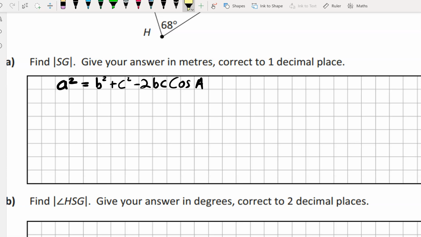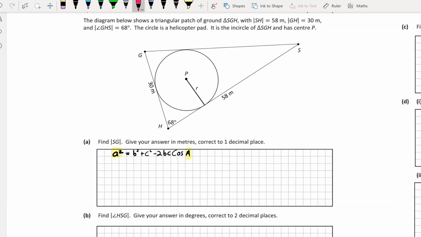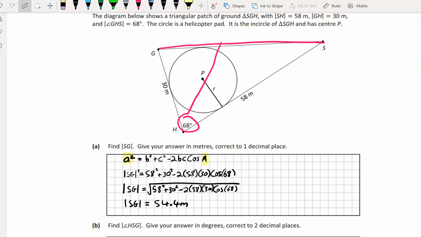With cosine rule, remember lowercase letters are sides, uppercase letters are angles. If I start with side A, I must end with angle A. Angles and corresponding sides are found opposite each other. So the side SG, which we're looking for here, is opposite the angle 68. So filling into the formula and working it down, you get SG is 54.4 meters.